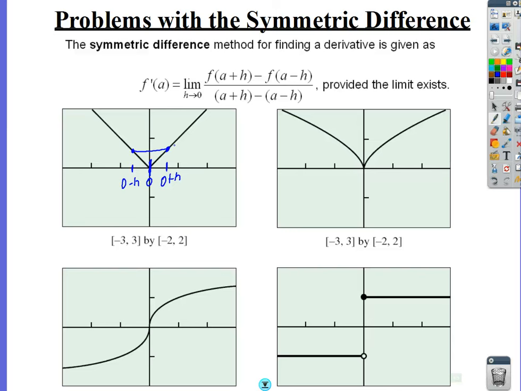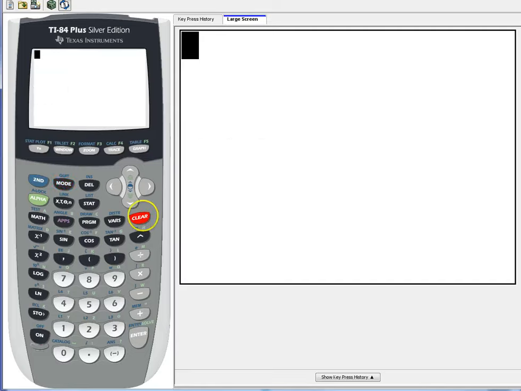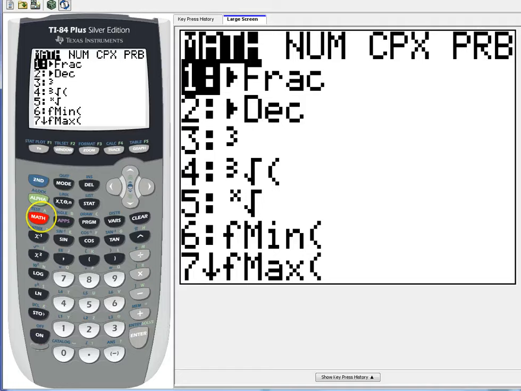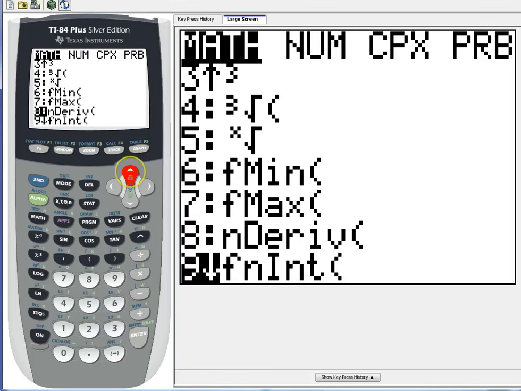So how does this play out on your calculator? Let me show you how this works. We're going to go to your calculator, and I'm going to clear this out. What we're going to do is go to math, and then the number 8. I'm going to scroll all the way down to the number 8. There I am, n-deriv.